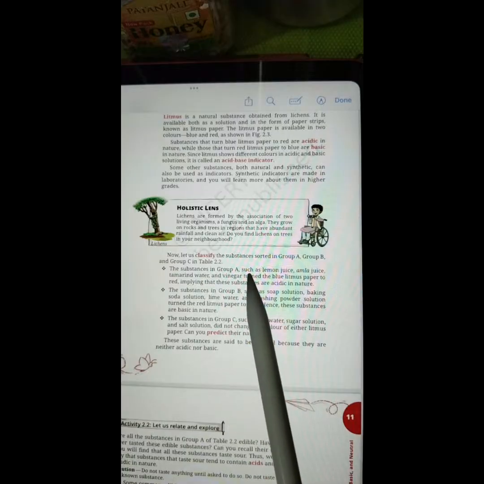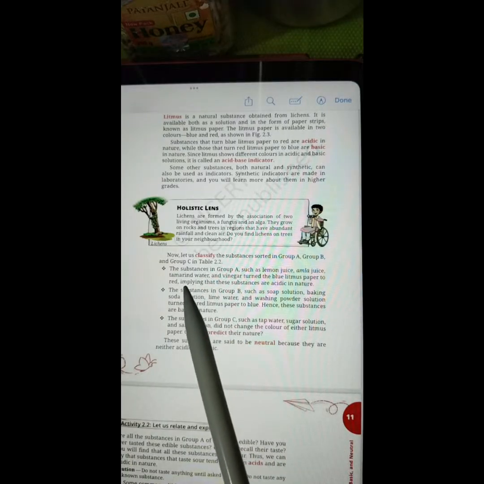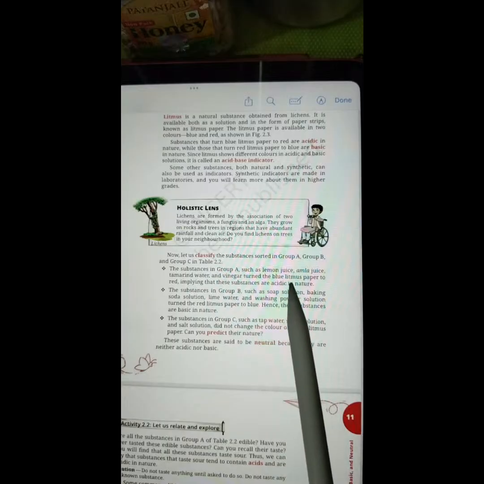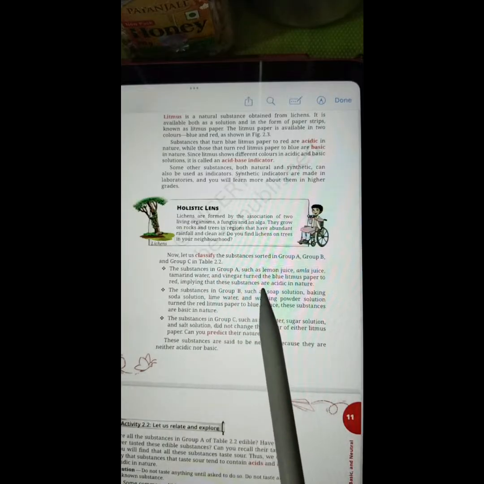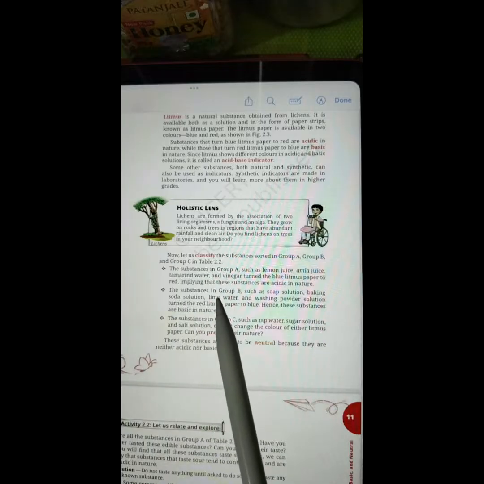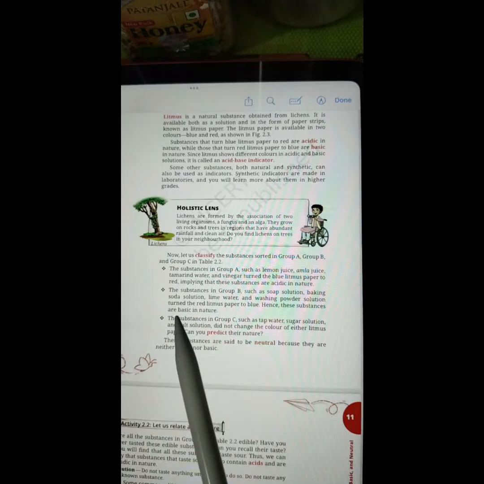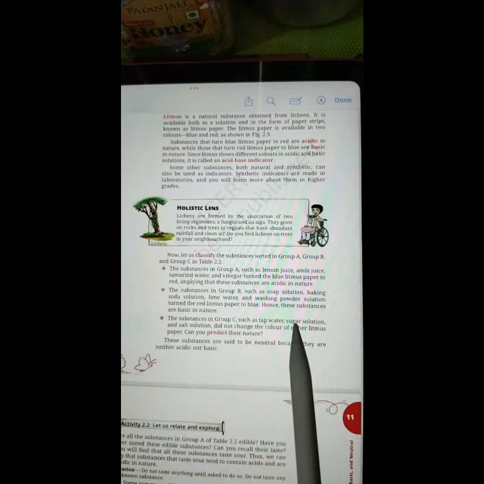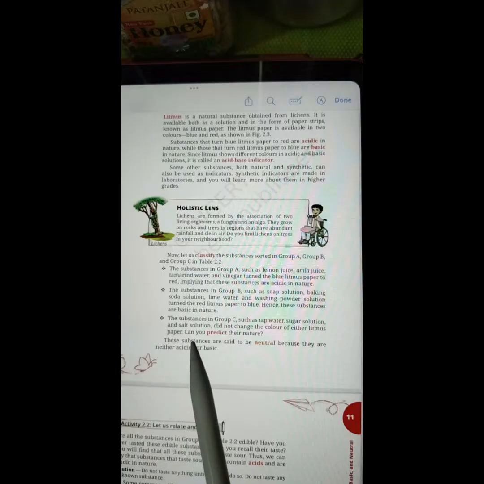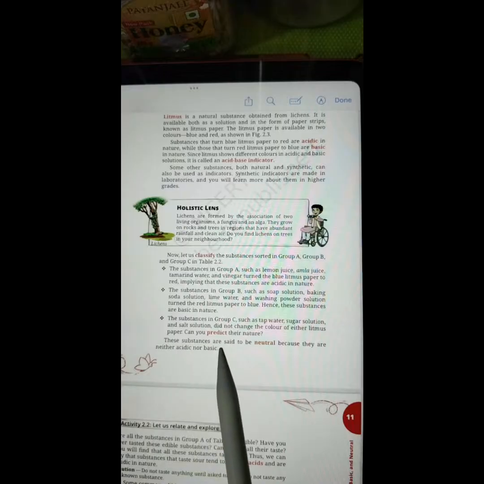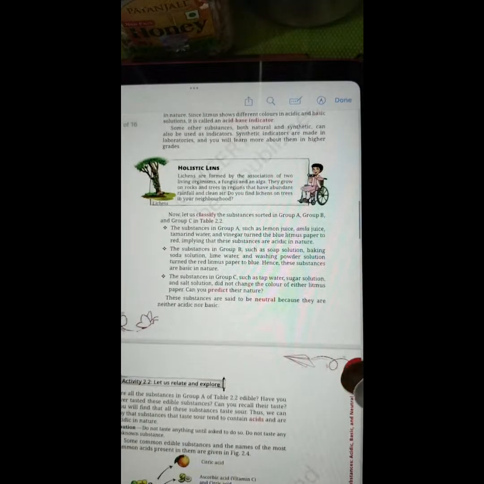Now let us classify the substances sorted in groups A, B, and C. The substances in group A, such as lemon juice, amla juice, tamarind water, and vinegar, turn blue litmus paper to red, implying that these substances are acidic in nature. The substances in group B, such as soap solution, baking soda, lime water, and washing powder solution, turn the red litmus paper to blue. Hence, these substances are basic in nature. The substances in group C, such as tap water, sugar solution, and salt solution, did not change the color of either litmus paper. Can you predict their nature? These substances are said to be neutral because they are neither acidic nor basic.